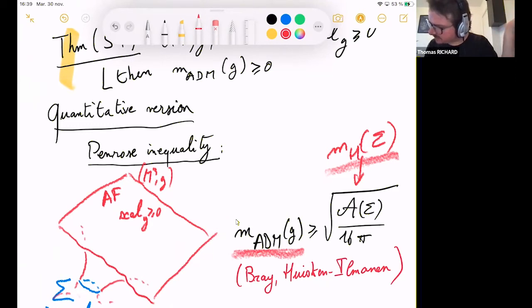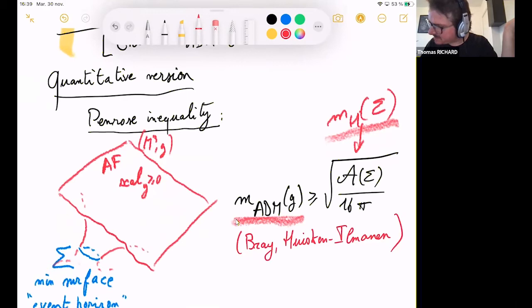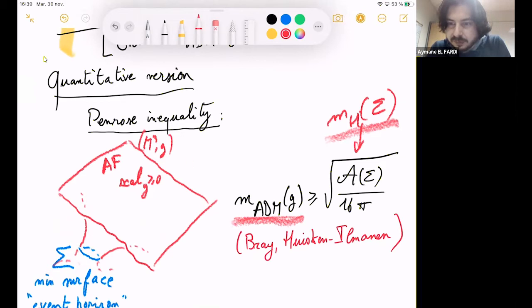Well, I don't know. I have M_ADM bigger than M_H, so M_ADM minus M_H will be bigger than 0. Was that the meaning of your question? Is it bigger if we remove the mass of the singularity? So if I remove M_H from M_ADM, I will get that the difference is bigger than 0. That's the content of the theorem. Did I understand your question right?